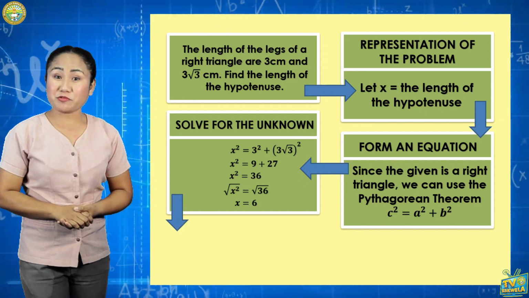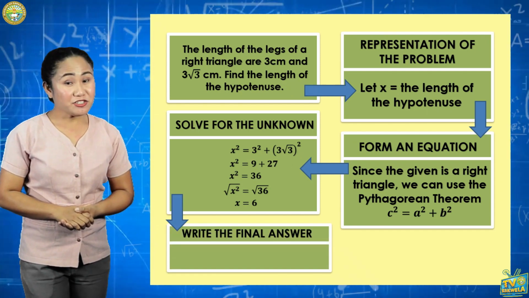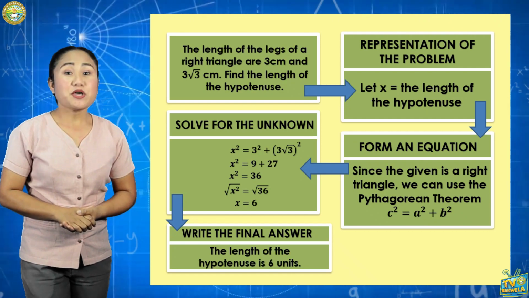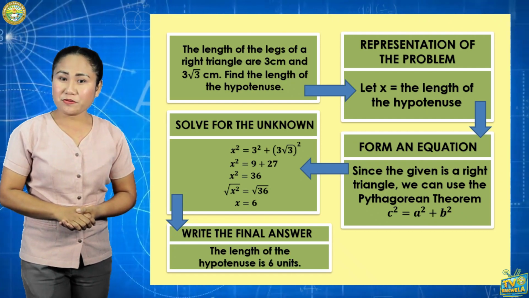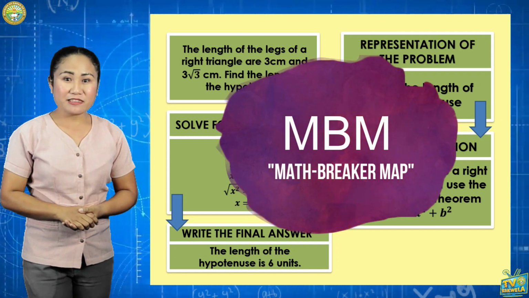Finally, we will write our answer. The length of the hypotenuse is 6 units. So, that is the MBM, or Math Breaker Map.